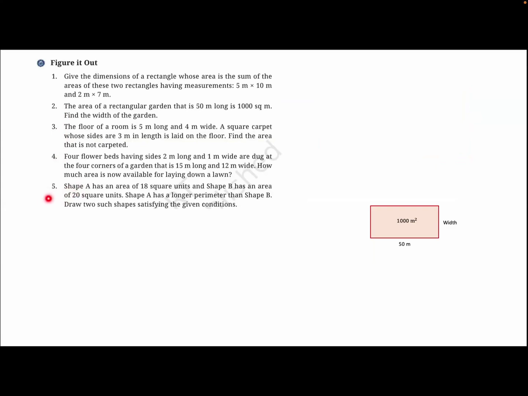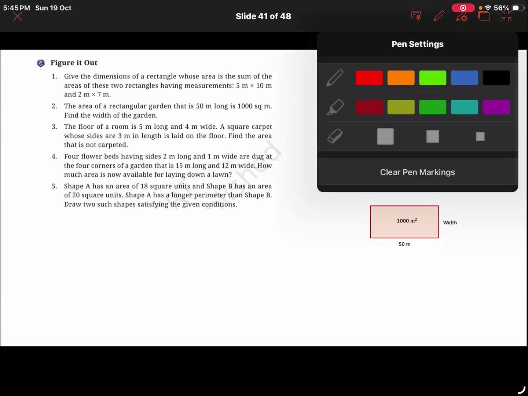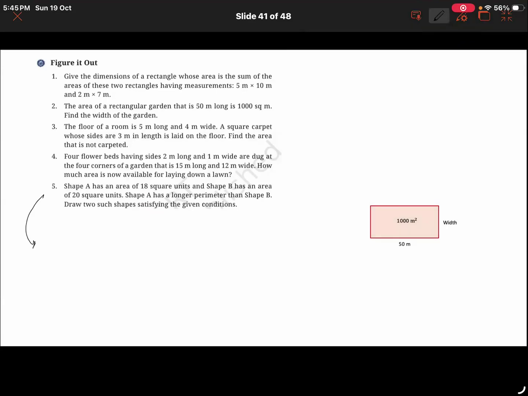All right, look over here. The question says that shape A has an area of 18 square units and shape B has an area of 20 square units. So two different shapes are given to us and their areas are also given. Further, it says that shape A has a longer perimeter than shape B. Draw two such shapes satisfying the given condition. So as per the requirement of the question, we are supposed to draw the different shapes. Understood what the question is saying? So for question number 5, let's do the solution of it.